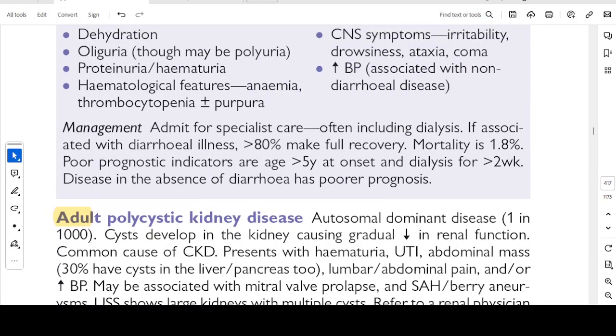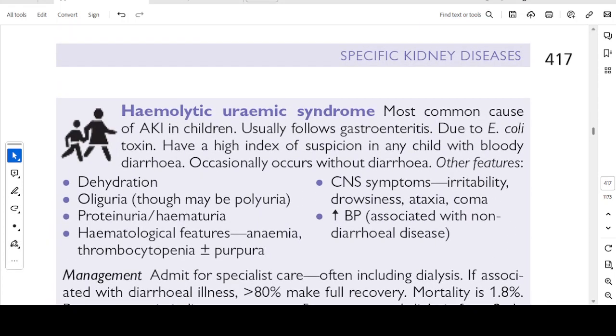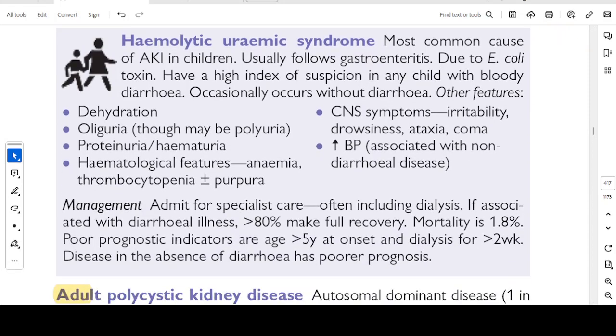So let's start studying. Today we are continuing from page number 417. Specific kidney diseases.